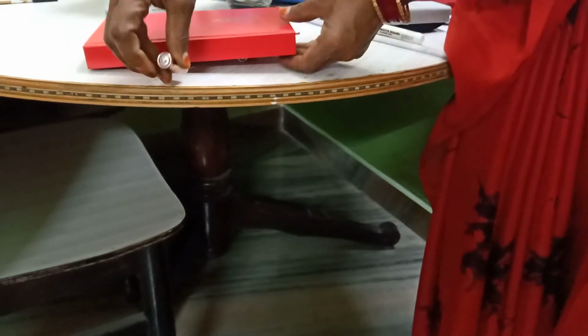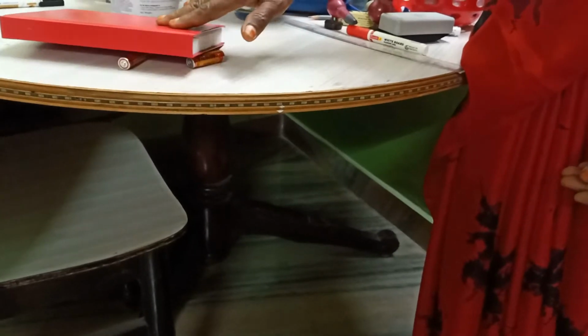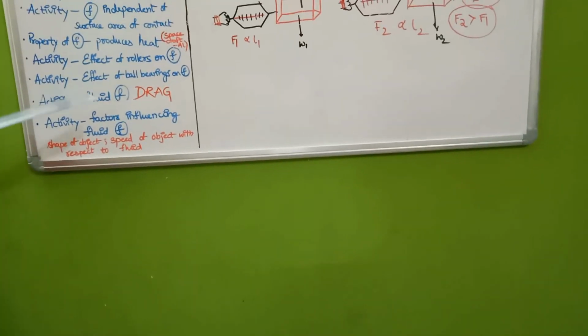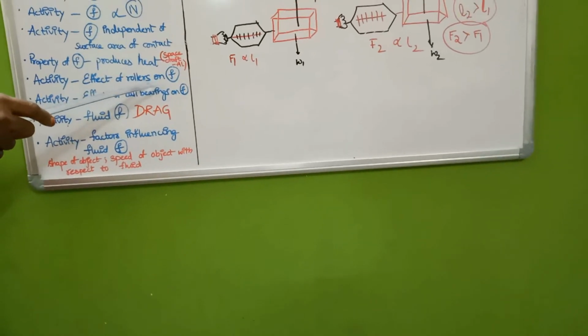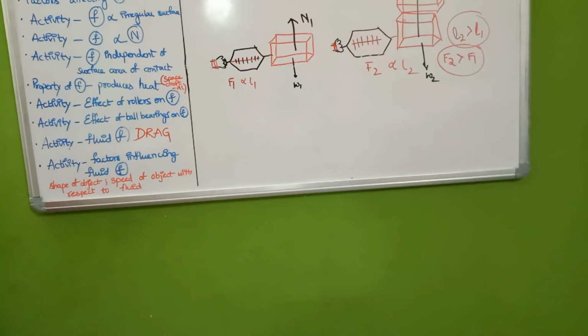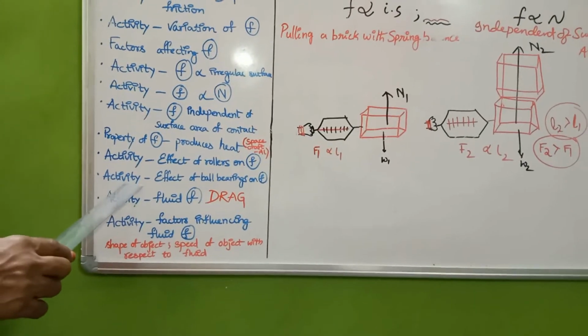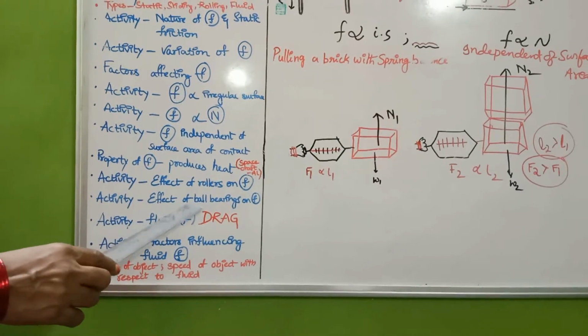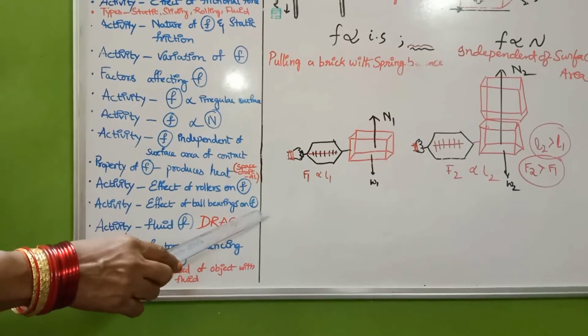But when we keep rollers underneath, it is easy for us to make the object move. So the rollers reduce the frictional force. The same principle is used in loading heavy loads like oil cans into trucks or lorries. Here is an activity to know about the effect of ball bearings on frictional force.